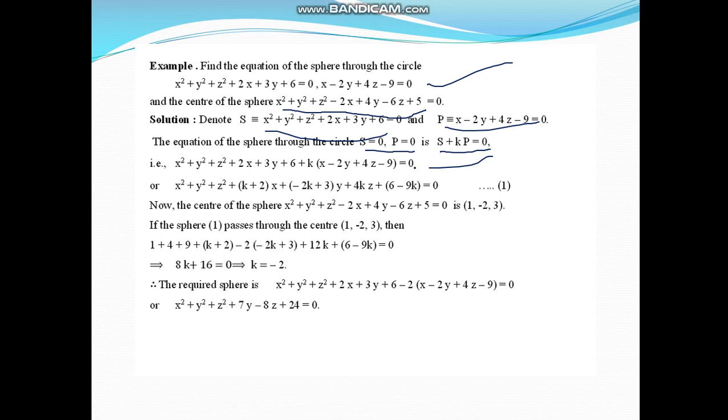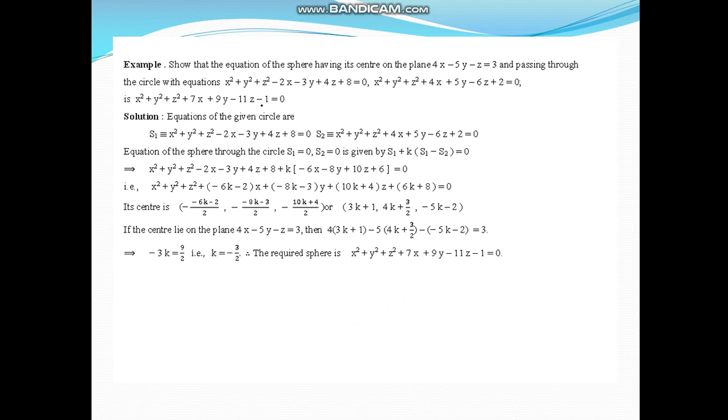Let us take x, y and z common. So now it becomes standard form. So it is here, but now the center of this sphere is on this sphere here. If the sphere 1 passes through this, definitely this coordinate will satisfy that equation. So we will get the value of k, that is minus 2. You can substitute the value of k here. So we will get the equation of the required sphere.